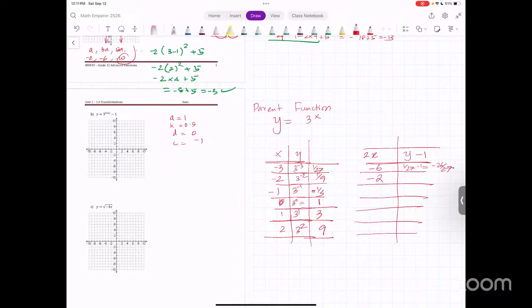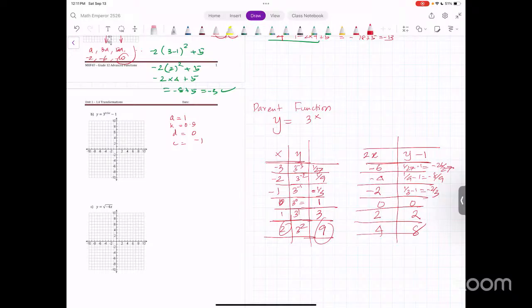You got a minus 2. So minus 2 times 2 is going to be negative 4. 1 over 9 minus 1 is negative 8 over 9. I got negative 1, so negative 2, and 1/3 minus 1 is negative 2/3. I got a 0, so it's going to be 0, and 1 minus 1 is 0. I got a 1, so 2, and 3 minus 1 is 2. I got a 2, so 2 times 2 is 4, and 9 minus 1 is going to be 8.